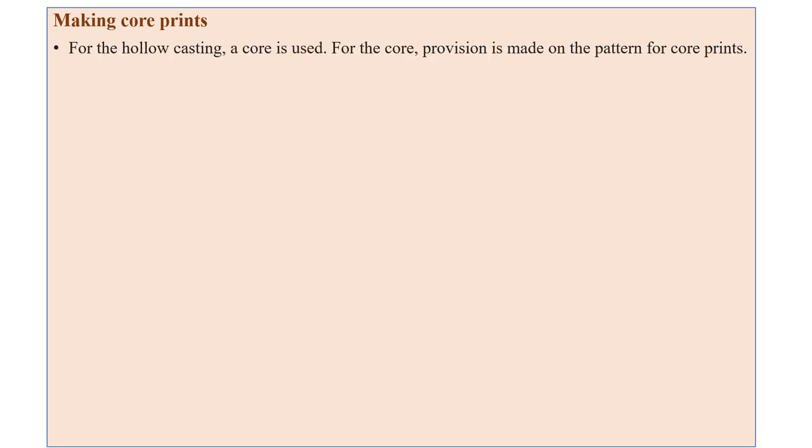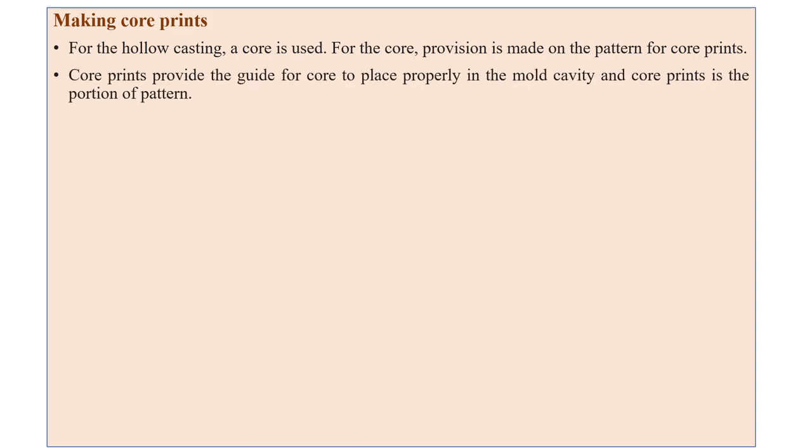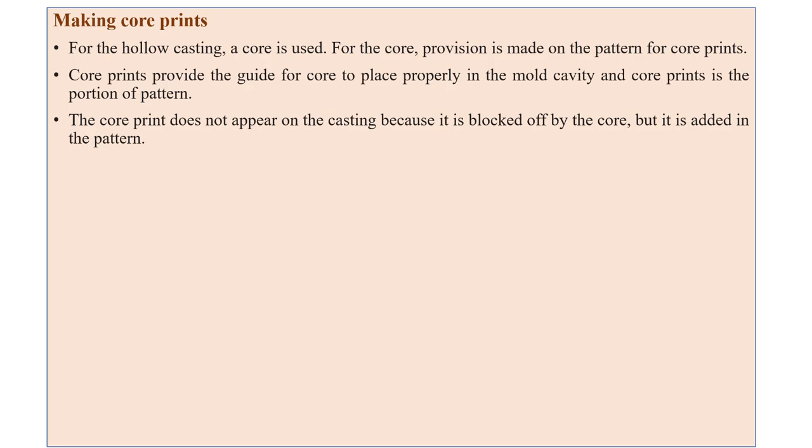The next function of the pattern is making the core print. A core print is a portion of the pattern, but it is not reflected on the casting. When we require a hollow casting, a core is used. For the core, it is required to make the print. It is the provision for providing the core print on the pattern. So the core print provides the guide for the core to be placed properly in the mold cavity, and the core print is a portion of the pattern. A core print does not appear on the casting because it is blocked by the core, but it is added in the pattern.